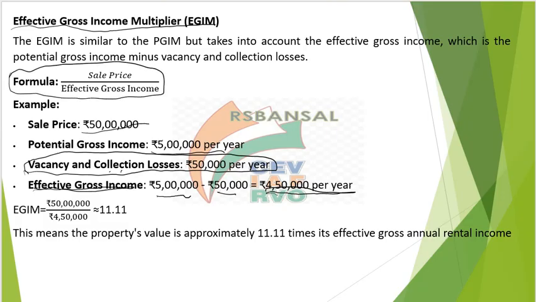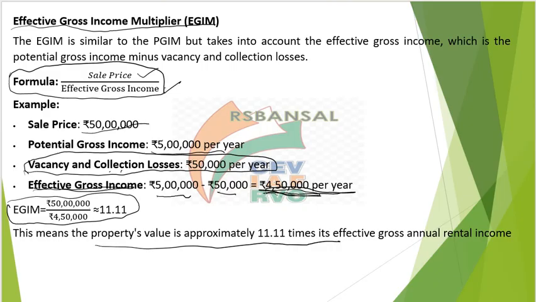So if you calculate this multiplier, it is sale price divided by effective gross income. Sale price in this case is 50 lakh and effective gross income is 4 lakh 50,000. So effective gross income multiplier is 11.11. So what does this mean? It means the property's value is approximately 11.11 times effective gross rental income.